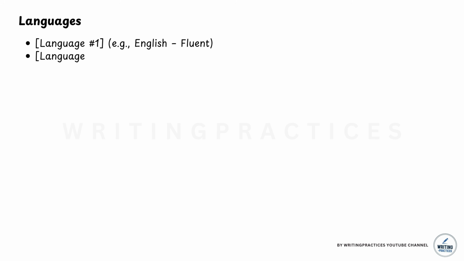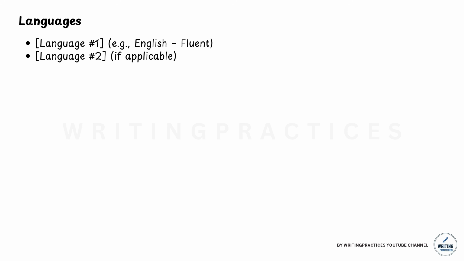Languages, your multilingual abilities. If you speak multiple languages, list them in a separate section. Be sure to mention your level of proficiency. Fluent, able to speak, read and write effortlessly. Advanced, strong command but not native level. Intermediate, can hold conversations but not fully fluent. Basic, beginner level. For example, English, fluent, Spanish, advanced, French, intermediate. This section is especially important for international roles or companies that require bilingual candidates.